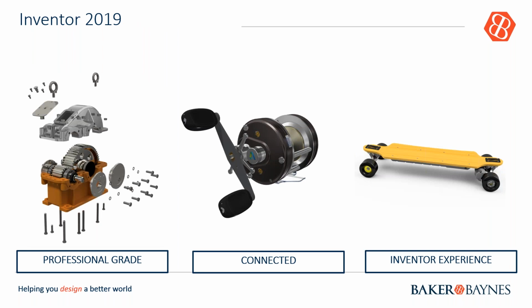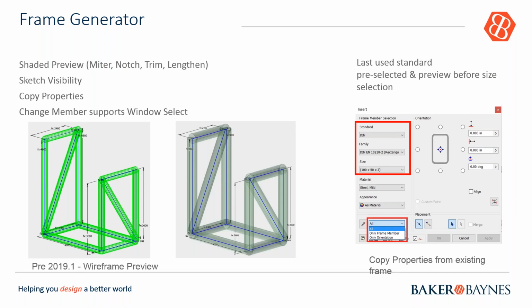So let's kick off. Let's start off with the professional grade design. Now in here, we'll find that the first thing that's been enhanced quite a bit, for the guys that use frame generators, is the frame generator. If we look at it here, you see it on the inside of the screen, and on the right and left-hand side, you'll see the pre-2019.1 release. That's the preview of it.